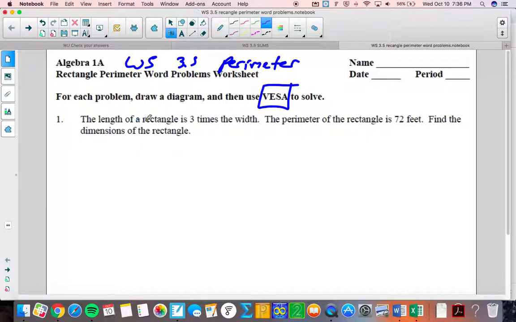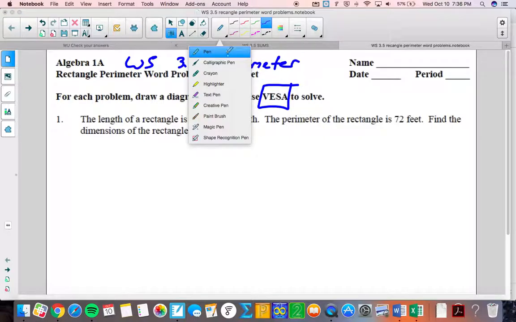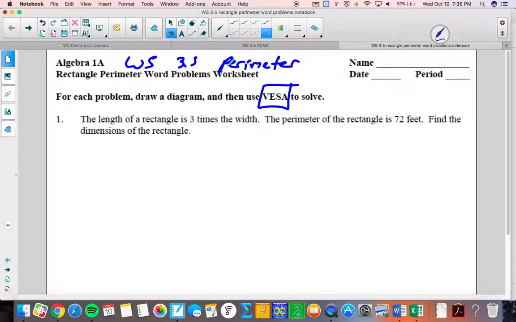The length of a rectangle is 3 times the width. The perimeter of the rectangle is 72 feet. Find the dimensions of the rectangle. So let's go back and mark our text. We know the length equals 3 times the width, 3 times W. Actually, let's use multiplication with the dot.